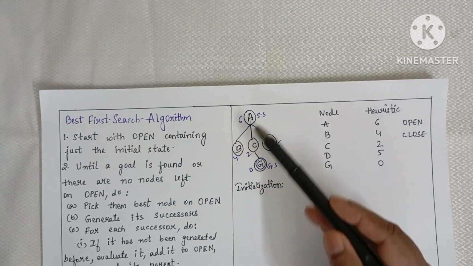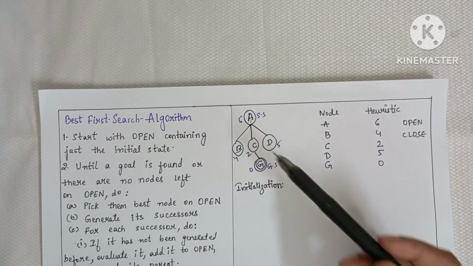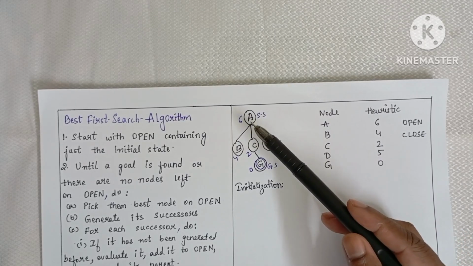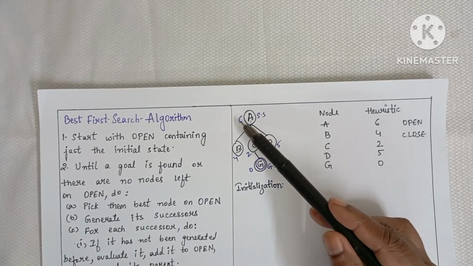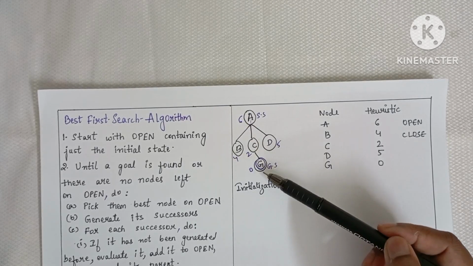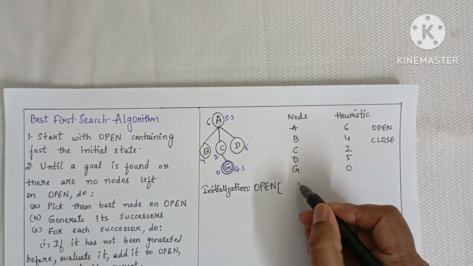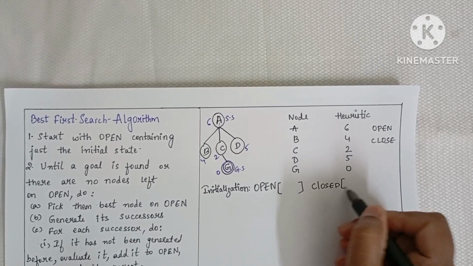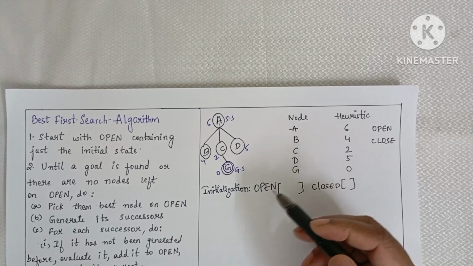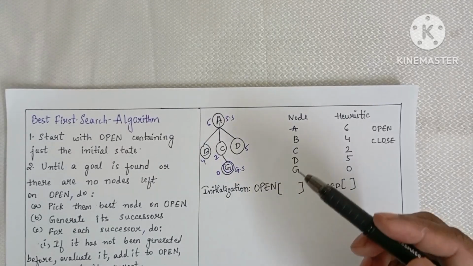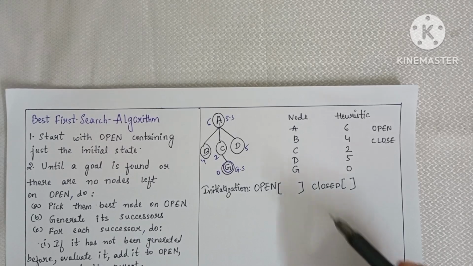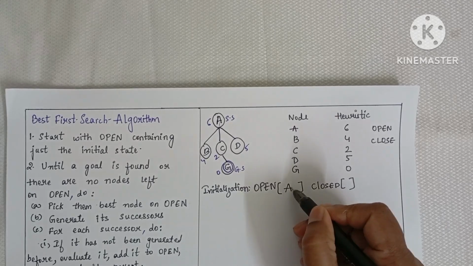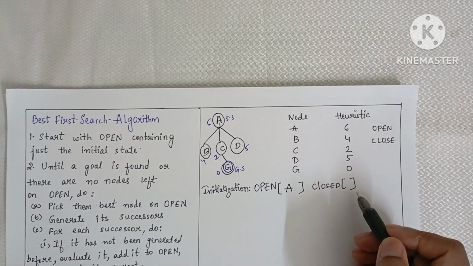Initialization. So these are the heuristic values and each node has an associated heuristic value which is a numerical estimate of how close that node is to the goal. So A is 6 units away from the goal, B is 4 units away from the goal. There will be an open list and there will be a closed list. So as we are starting with the initial state, that is the node A, add it to the open list. So A comes in the open list and closed list is empty in the initial.